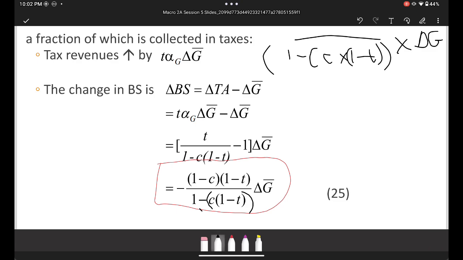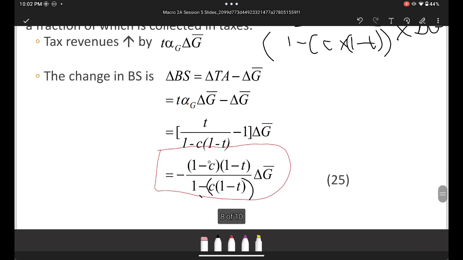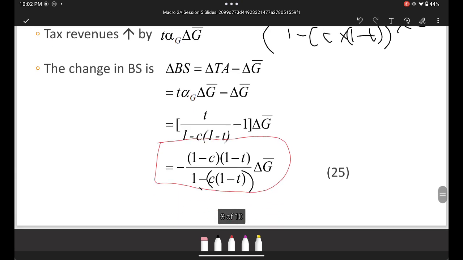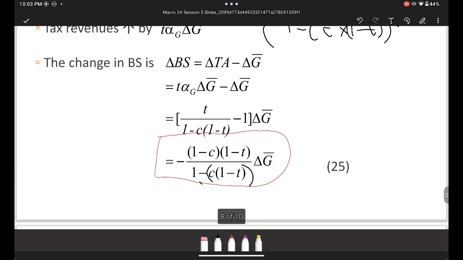So this and this is completely the same. The only thing that's different is you got a 1 and here you got 1 minus C and 1 minus T. And then you got a negative. So literally just think of this normal equation over here, but just add the 1 minus C and 1 minus T on top and a negative.